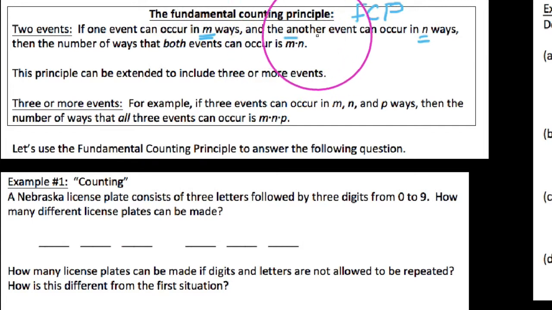Well, it says the total number of ways is just m times n. And so I say that this principle can be extended to include 3 or more events. If 3 events occur in m, n, and p ways respectively, then the number of ways that all 3 events can occur is m times n times p.